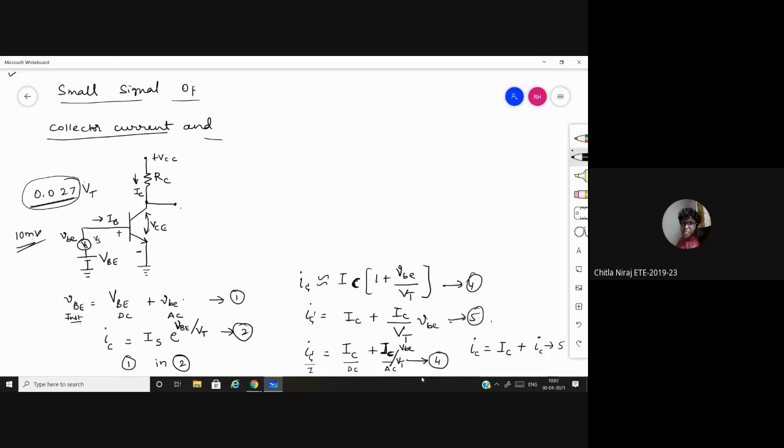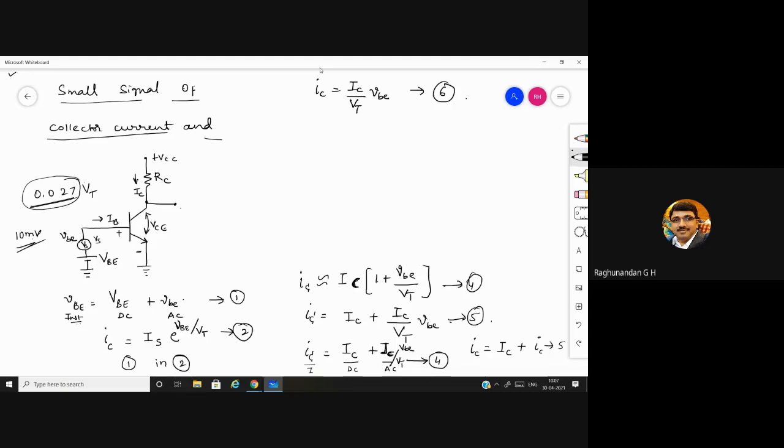Sir, IC by VT into VB? Yes. So IC is equal to IC by VT into VBE. So take this as equation number 6. This is our AC current which we are going to get finally at the output side.